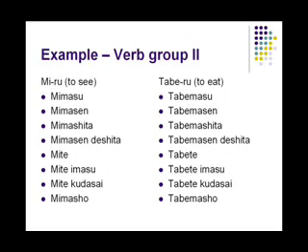Now let's move on to some examples of group 2 verbs. Miru, to see, and taberu, to eat, are two examples. You see, miru ends with iru and taberu ends with eru. But we have put a small hyphen before ru, to indicate this is the point from which the conjugation, transformation or substitution happens.